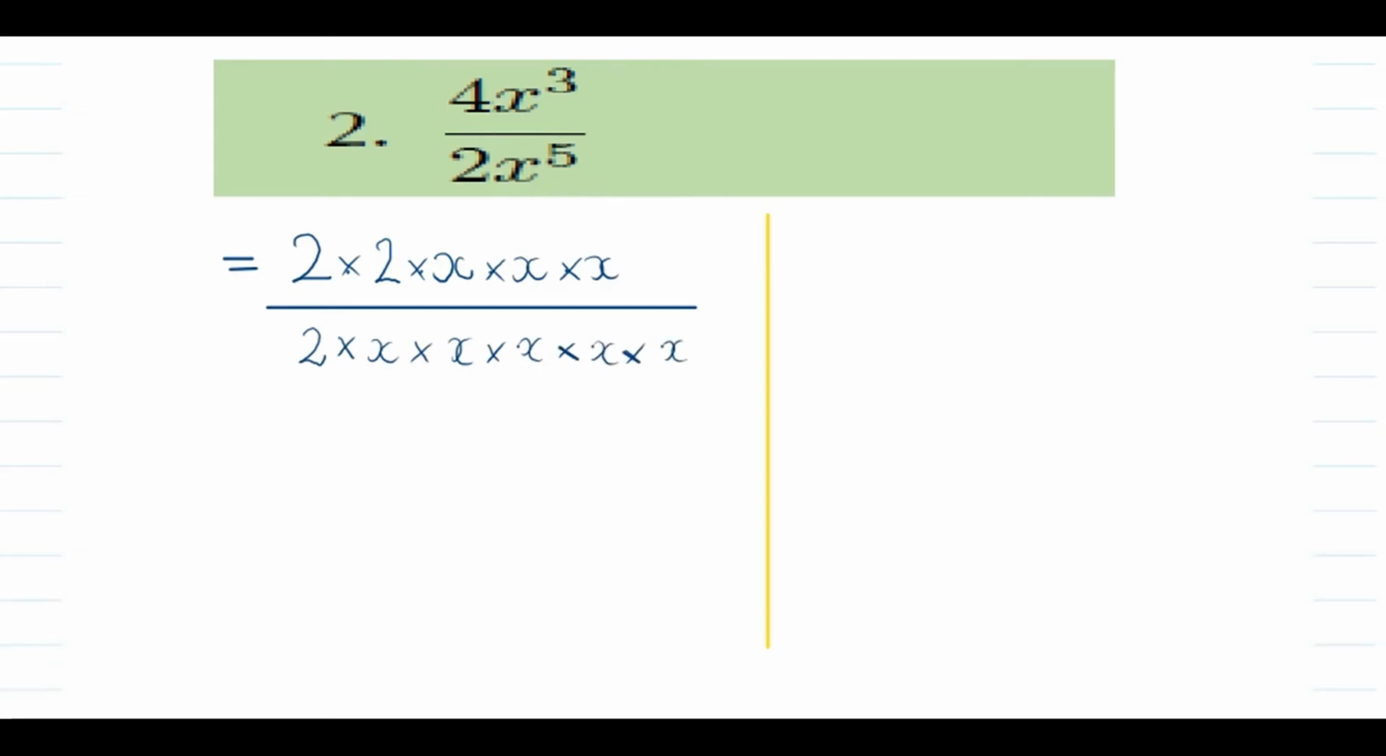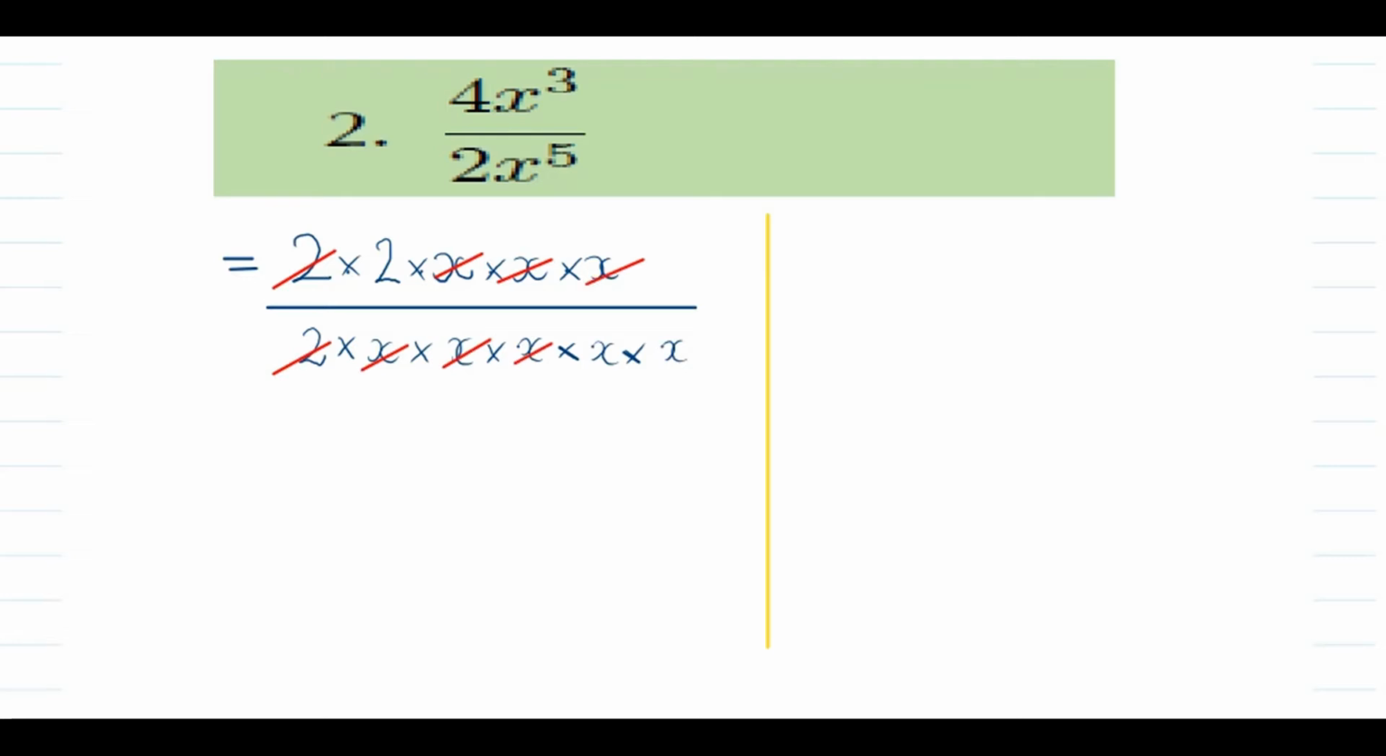So from here, we can simply cancel out the values that appear at the top and at the bottom. We've got a 2 at the top, and there's a 2 there, so we can cancel. We've got an x there and an x there, so we can cancel. Another x there, and another x there, so we can cancel.